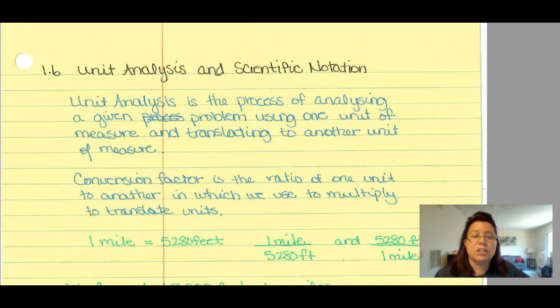Another example is mileage, miles. So 1 mile is 5,280 feet. So the conversion factor is 1 mile to 5,280 feet, or the other way of looking at it is 5,280 feet to 1 mile. Now it depends on what your problem is. If I'm going from feet to mile, I would use the 1 mile over 5,280 feet. If I have miles and I want to translate it over to feet, my conversion factor would then be 5,280 feet to 1 mile.